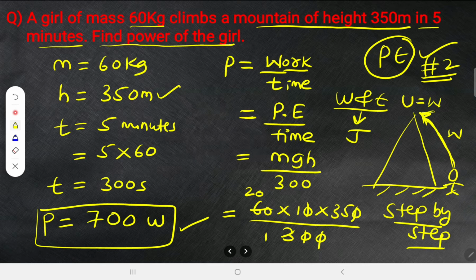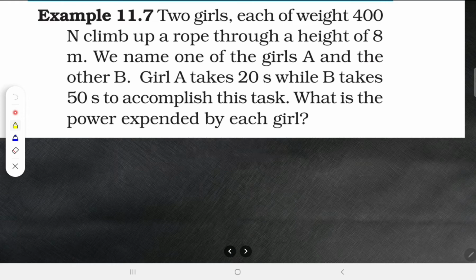That is the concept. Moving forward, I have chosen one more question from your NCERT textbook. Let us read this. Two girls, each of weight 400 newton. Directly the weight is given here. They have a weight of 400 newton, and climb up a rope through a height of 8 meter. We name one of the girls A and the other girl B. So let us make girl A here, and let us make one more girl, girl B.